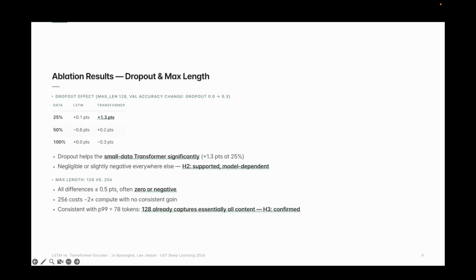Now the other two axes. For dropout, the one clear win is the transformer at 25% data, where it gains 1.3 points, while everywhere else the effect is flat. That is our prediction exactly, because regularization helps a high-capacity model starved of data. For sequence length, 256 never beats 128 by more than half a point at twice the cost, so 128 is the right default.